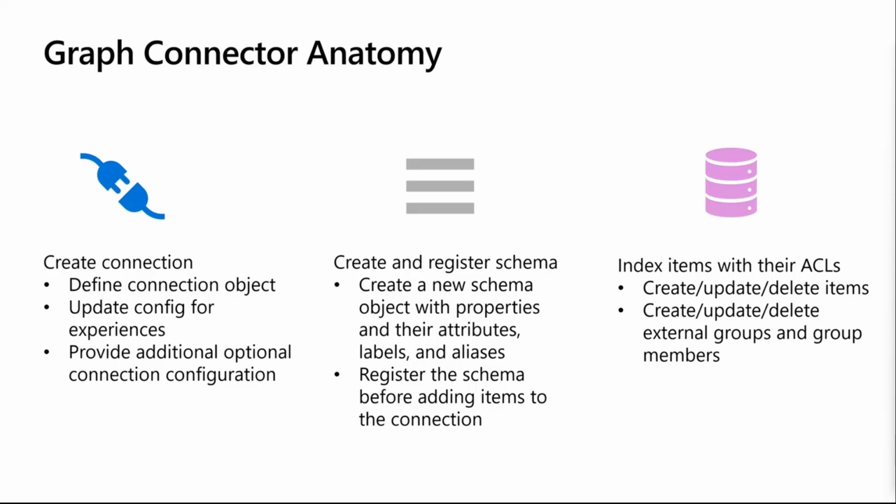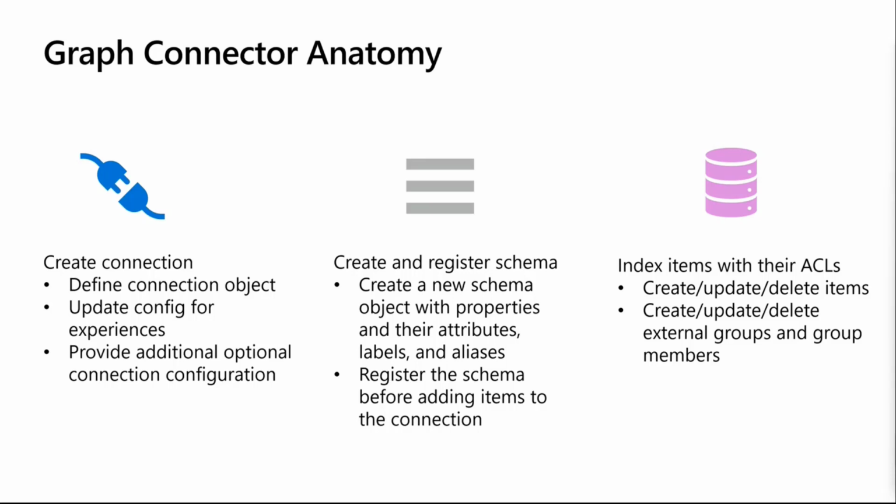Secondly, you need to create and register your schema. What this entails is creating a new schema object, properties and their attributes, labels, and aliases. So you're basically telling us, for a given item, what are all of the different properties that are important to that item, how should all of those properties behave in search, and what does each property semantically mean? All of that information is used in powering these experiences. And you have to register the schema before adding items to the connection as well.